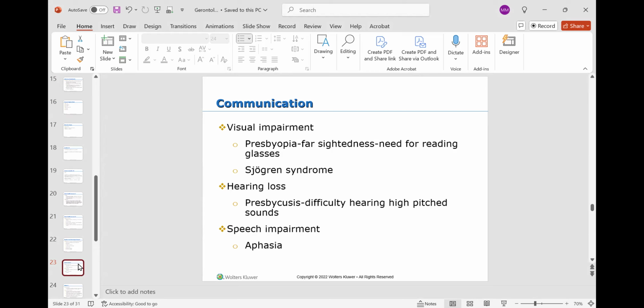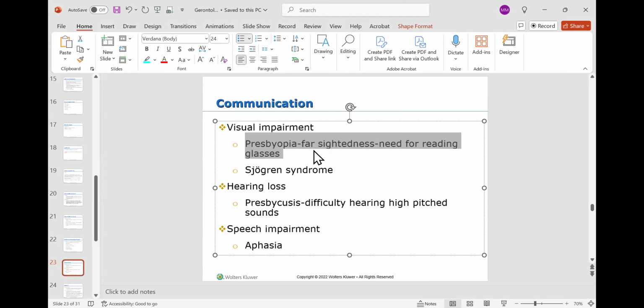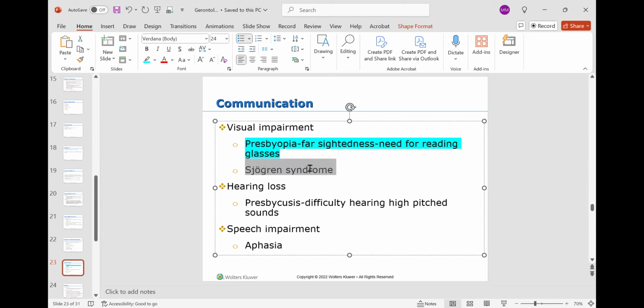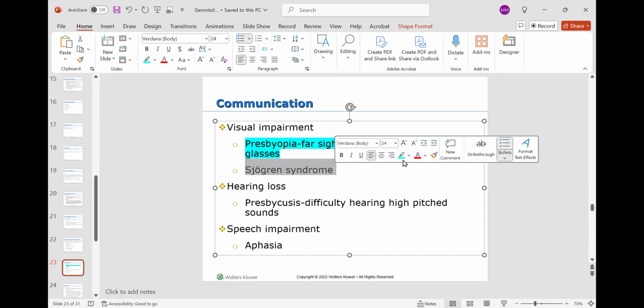Communication. There's our presbyopia, which I talked about, the need for reading glasses. I'm going to highlight this. And this is a fun word that even I have difficulty sometimes. Sjogren's syndrome. So the S and the J become SH. Sjogren's syndrome. And we'll talk about that. It is just poor circulation, right? And it's almost like Raynaud's. And we'll talk more about that in a second. I'm going to go back to that.